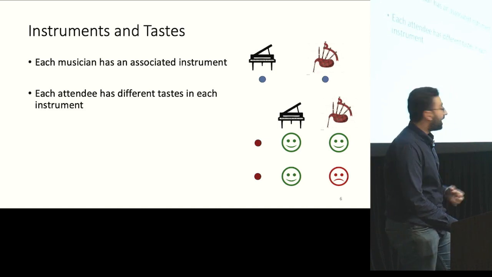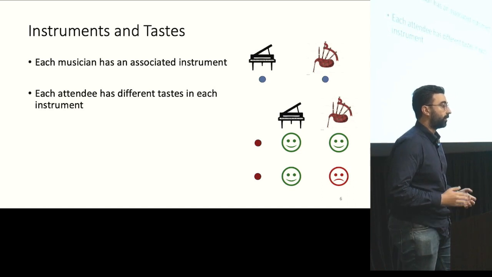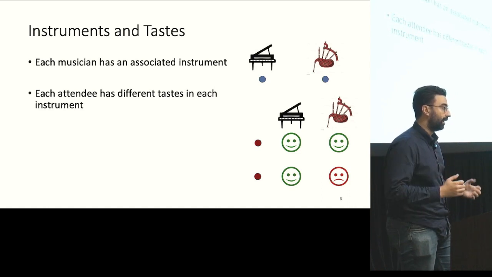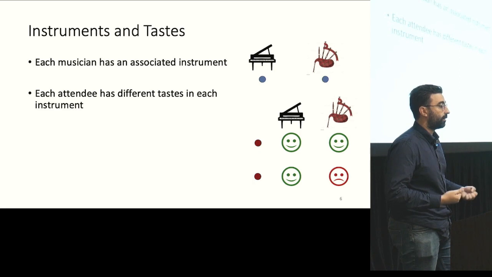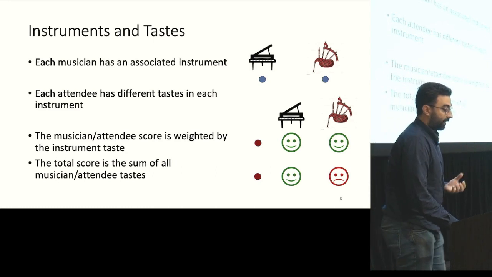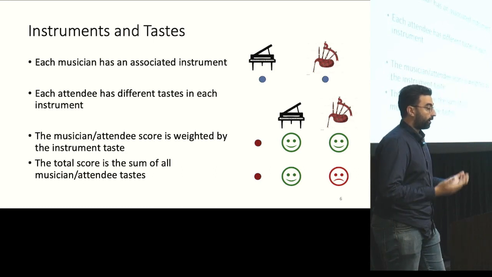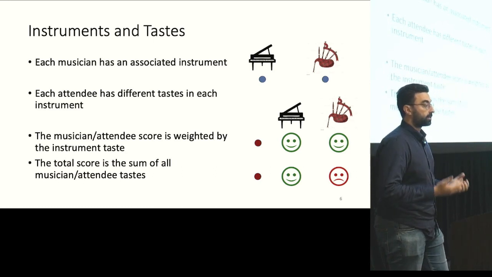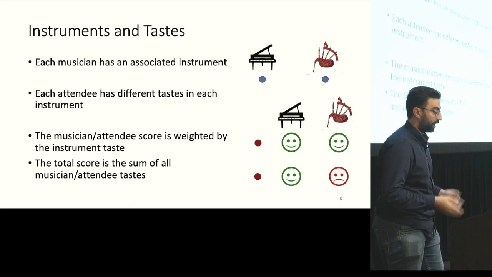The taste of each attendee was actually a number that could be both positive and negative, and so in some cases, you could place musicians so badly that people would literally hate the concert. And so in the end, the musician-attendee score was weighted by the instrument taste, and then the total score was just the sum of all the musician-attendee scores.